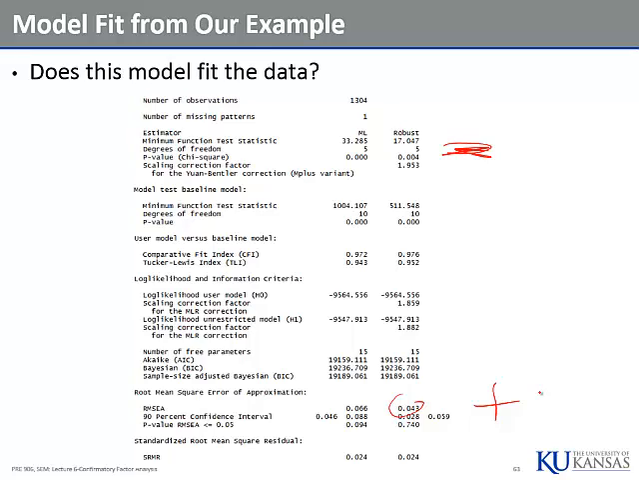The CFI and the TLI, we like those above 0.95, and look, they're right here. They are both in the spot we like them to be. The standardized root mean squared residual, sometimes people say less than 0.08, but that's also good. So even though the likelihood ratio test was a no, we have goodness of fit from all the other statistics. We would say this model fit pretty well. So there you have it.